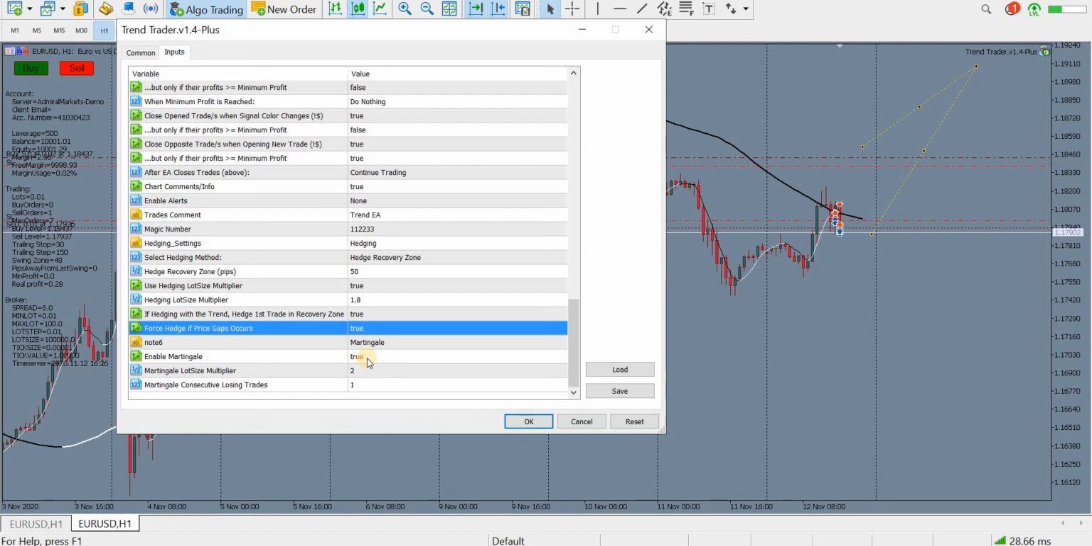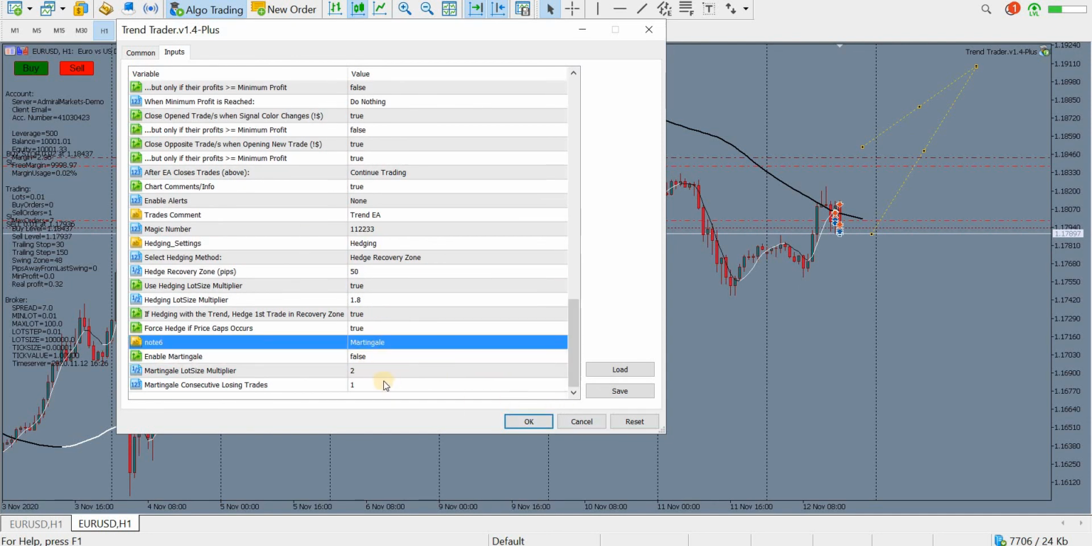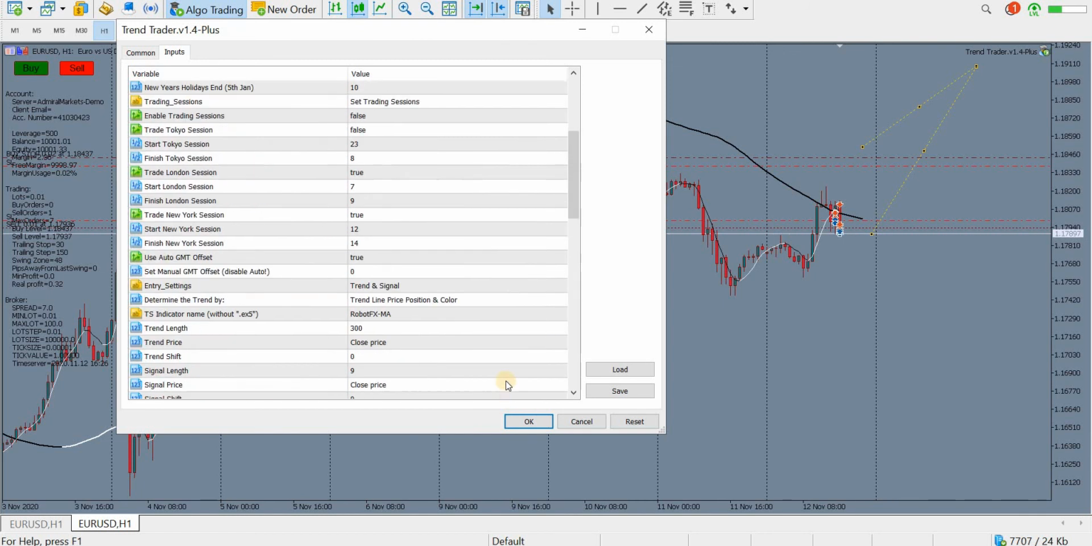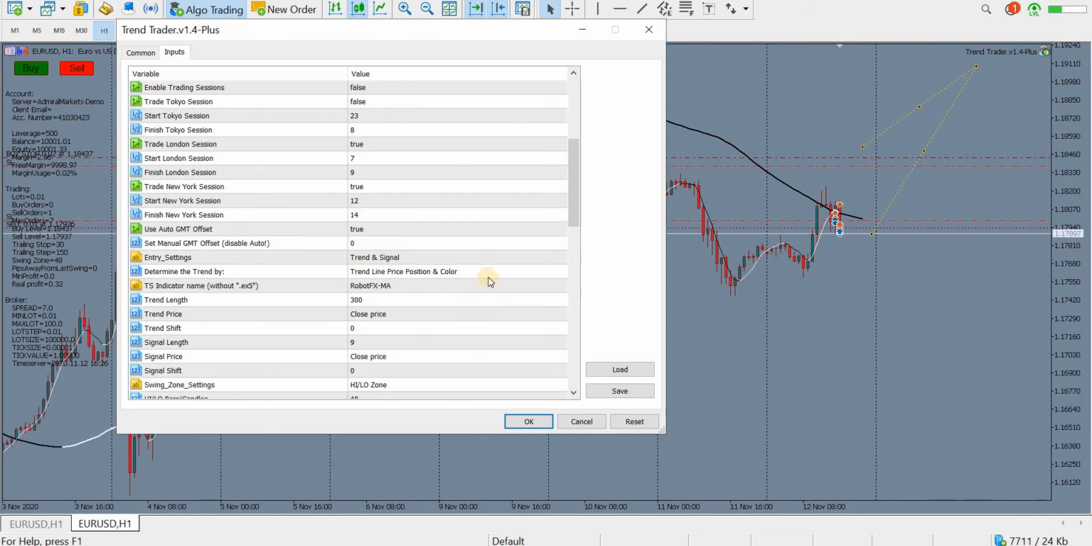So I don't martingale all the time, but sometimes I do it and sometimes it's profitable. Actually, more than sometimes it's profitable. But for the sake of other traders, let's set it to false in this scenario. So this is it about the settings. I hope I have explained all the settings.